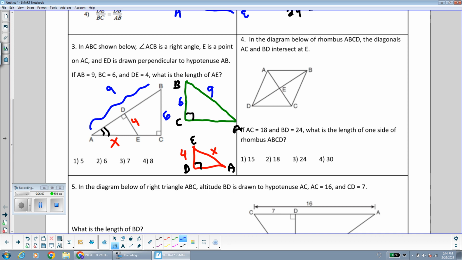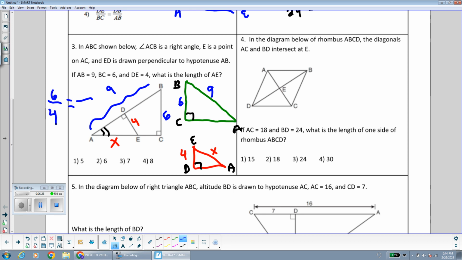So now we can set up and solve a proportion. So let me set up my proportion over here. Once again, it doesn't matter how you set it up as long as you're consistent and you put corresponding parts together. This time I'm going to do big over small equals big over small. In the previous one, I did small over big equals small over big. It doesn't matter. So here I'm going to do big over small, 6 over 4.